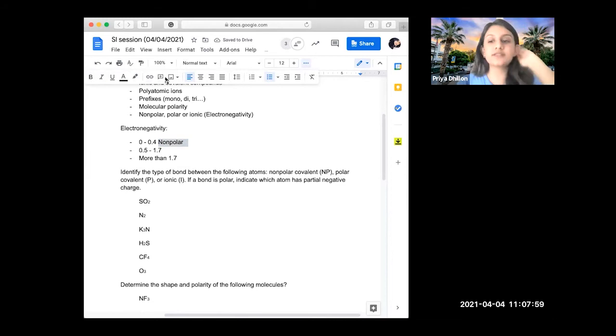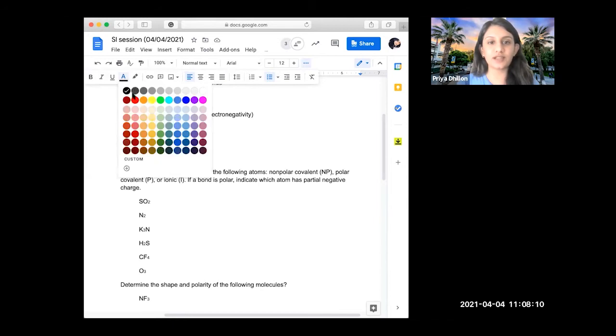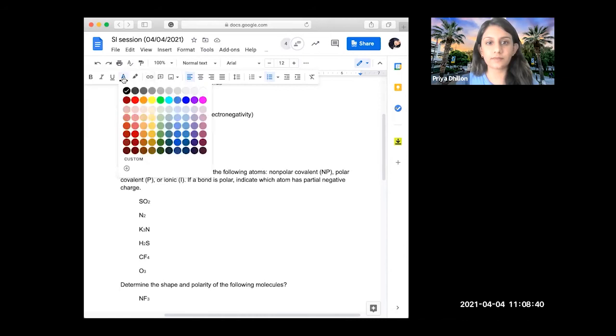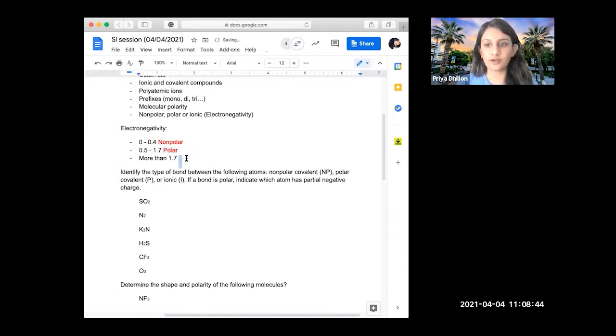Can somebody tell me, if the electronegativity is between 0.5 and 1.7, is that polar or ionic? We have only two options left. Yes, it is in fact polar. And the last one is ionic. Yep, that's the only one left here.